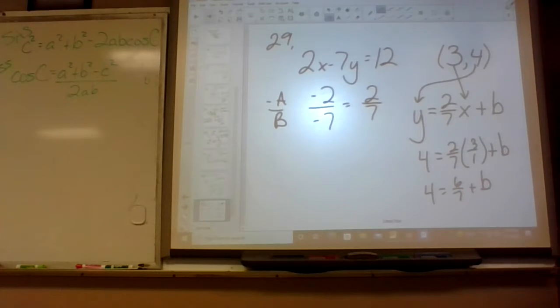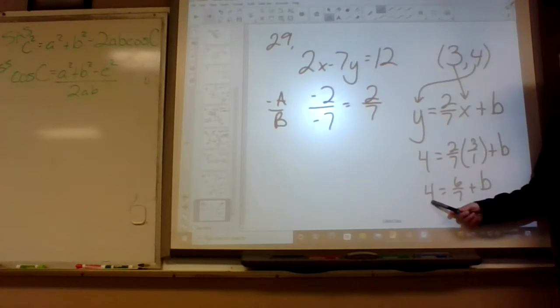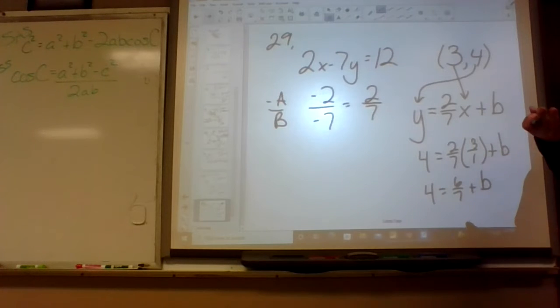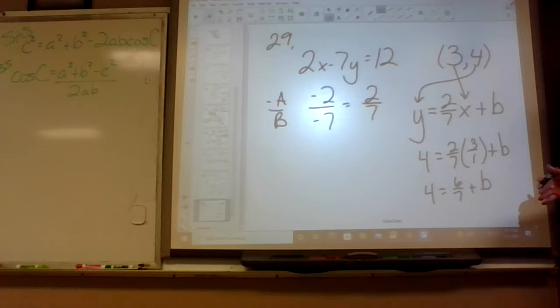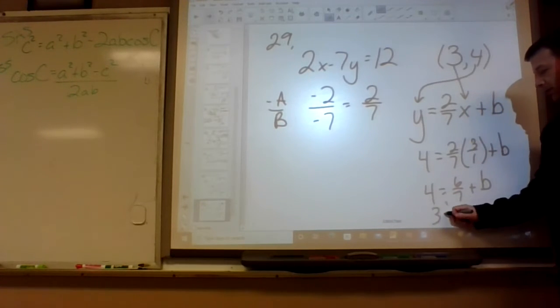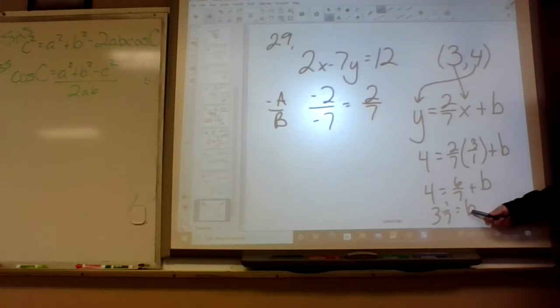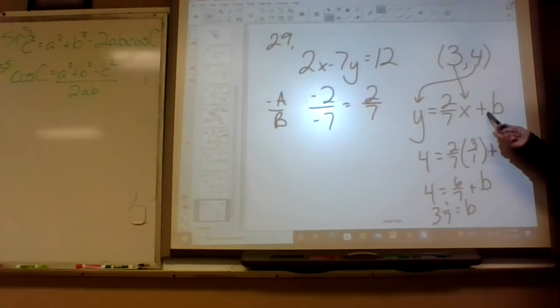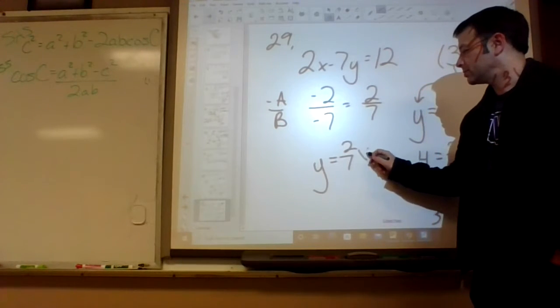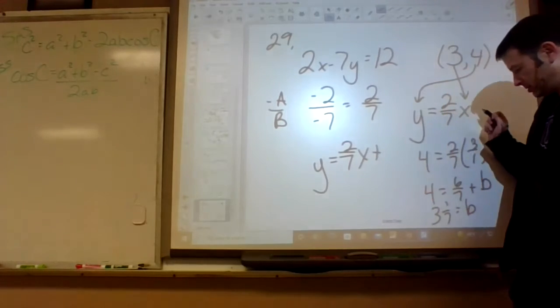All right, let's see if we can do this without a calculator. What is 4 minus 6 sevenths? 3 and 1 seventh. Okay, yeah, it's like if I eat 6 sevenths of a cookie, how much of the cookie is left? Not much. That'd be 1 seventh of the cookie. Anyway, so it'd be 3 and 1 seventh. I'll just put that right there for the b value, and this is my answer, but I just need to put b right in. So y equals 2 sevenths x plus 3 and 1 seventh.